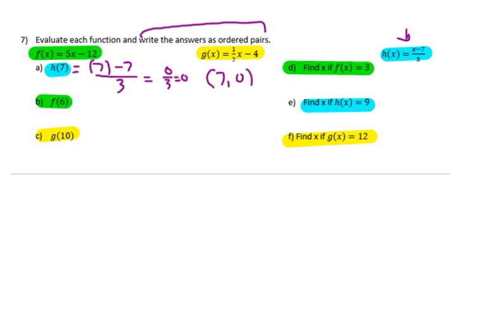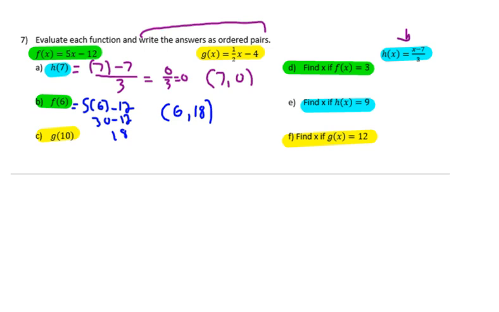Okay, so the next one is f of 6. We're going to evaluate function f for a 6. So I'm going to rewrite the function, putting a 6 in parentheses where the x was, minus 12. Using the order of operations, I do the multiplication before the subtraction. That's 5 times 6, which is 30, minus 12. And 30 minus 12 is going to be 18. So writing my answer as an ordered pair, the input was 6, the output is 18. In other words, x is 6, f of x is 18.